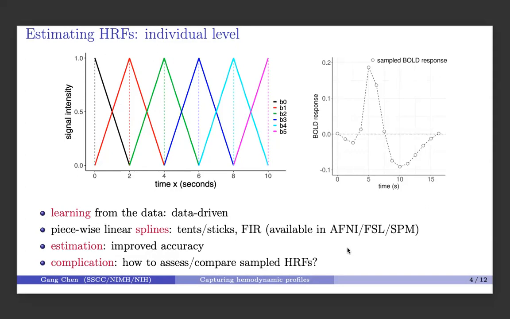Well, the challenge is not at the individual level, it's at the population level. The complication is that since we have many sampled time points for the hemodynamic response, how do we say something about the presence or absence of the hemodynamic response? If we have two HRFs, how do we compare them? That's the challenge at the population level.